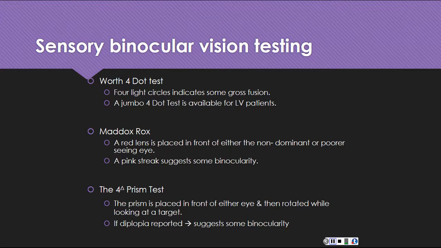And the last thing is using the 4-diopter prism test. You put the prism in front of one eye and then rotate while the patient's looking at a target. If you are able to elicit binocularity, then you know both eyes are contributing some level of vision. So there's, again, not a quantification, but at least it gives you a positive or negative signal as to whether or not that patient has any gross binocularity as you're going through prescribing. So these are just a couple quick, easy tests to give you an idea of whether or not binocularity is present for your patients.